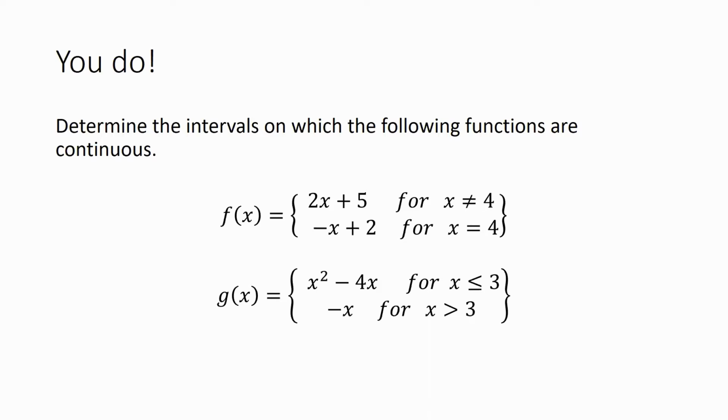Going to look at these two functions, f of x and g of x, and figure out if these functions are continuous or not.